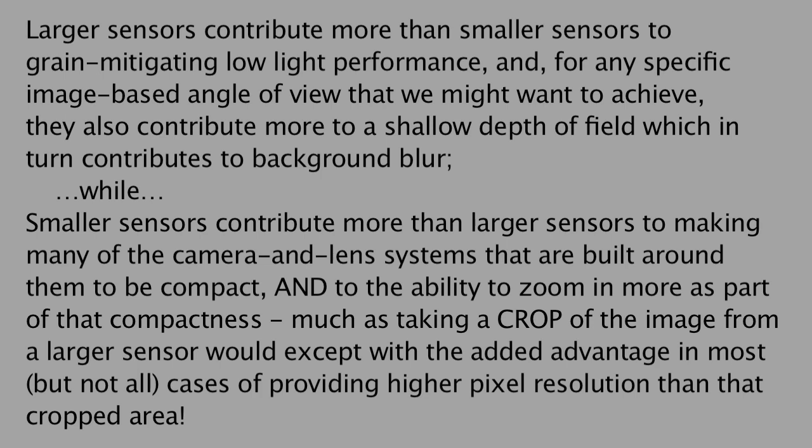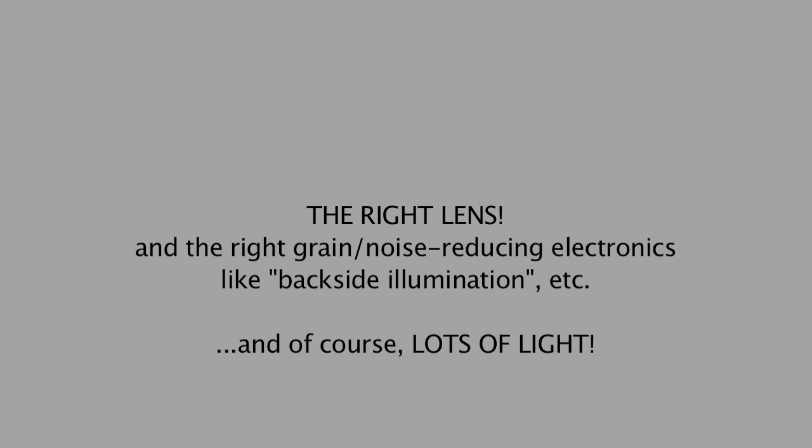I want to make it clear, though, that this does not mean that the image resulting from a smaller sensor cannot in any situation do as well or better than an image resulting from a larger sensor for low light performance and shallow depth of field. The smaller sensor can do that well, so long as it is paired with, most importantly, the right lens, and somewhat importantly, the right grain-reducing electronics. There are many common situations where this is what is happening, and the smaller sensor-based camera outperforms the larger sensor-based camera.